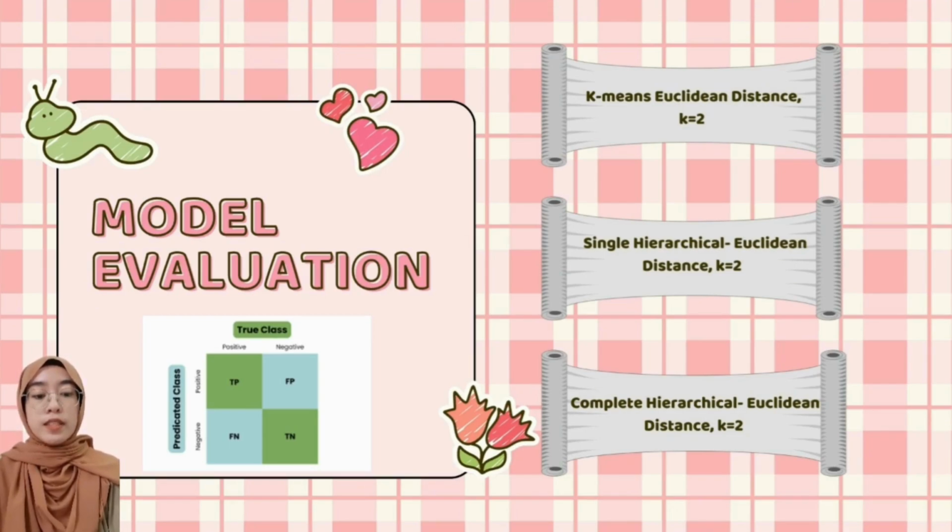Using Euclidean distance with two clusters simplifies the problem, making it easier to interpret and understand the clustering result. It provides a clear binary classification, which is straightforward to evaluate using a confusion matrix. In this confusion matrix, we used three methods, which are k-means Euclidean distance k equal to 2, single hierarchical Euclidean distance k equal to 2, and complete hierarchical Euclidean distance k equal to 2.